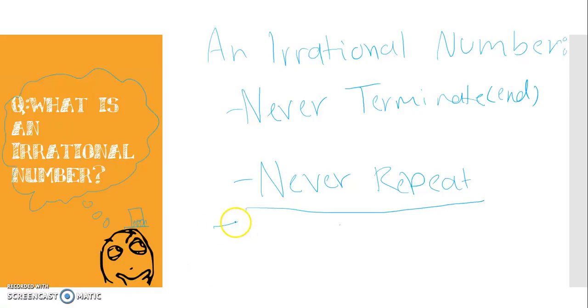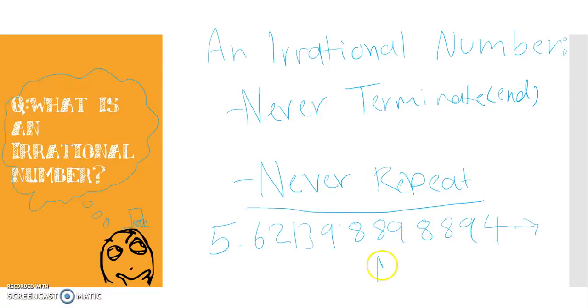Alright, so let's try this one. 5, 6, 2, 1, 3, 9, 8, 8, 9, 8, 8, 9, 4. And we're going to pretend that just keeps going on again, so just pretend that with me. Okay, so you're like, well, there is 9, 8, 8, 9, 9, 8, 8, 9, so is that a repeating decimal? Nope, it is not.